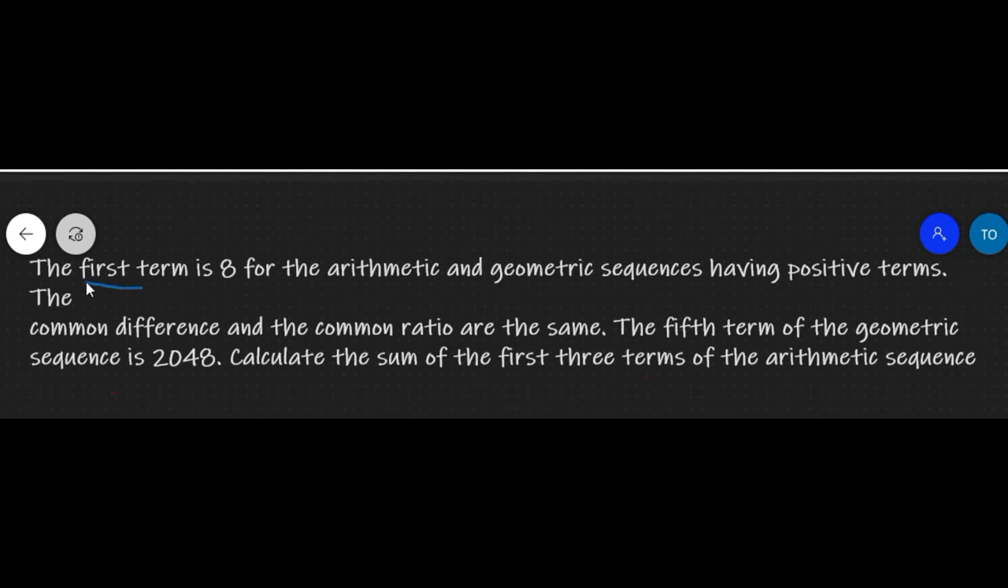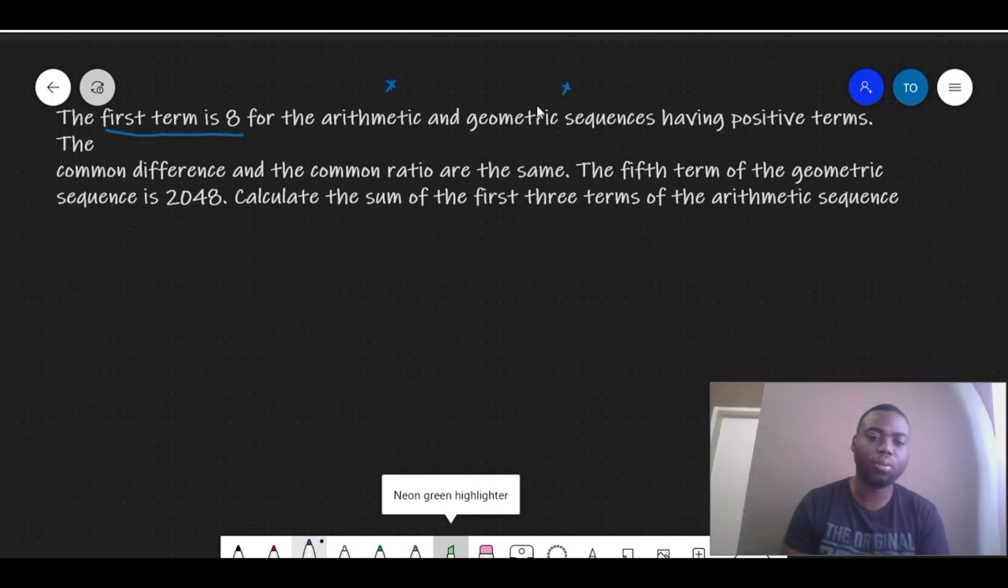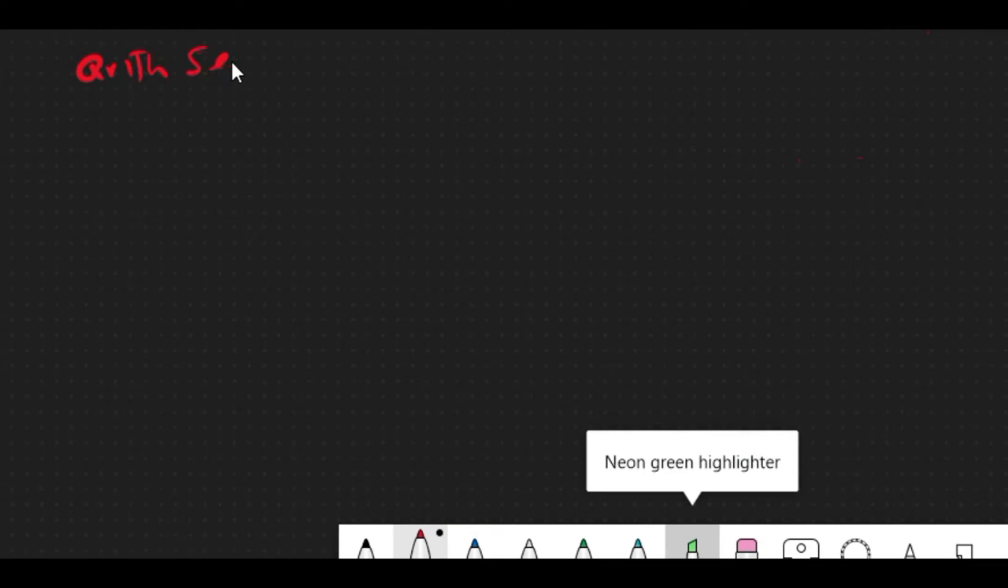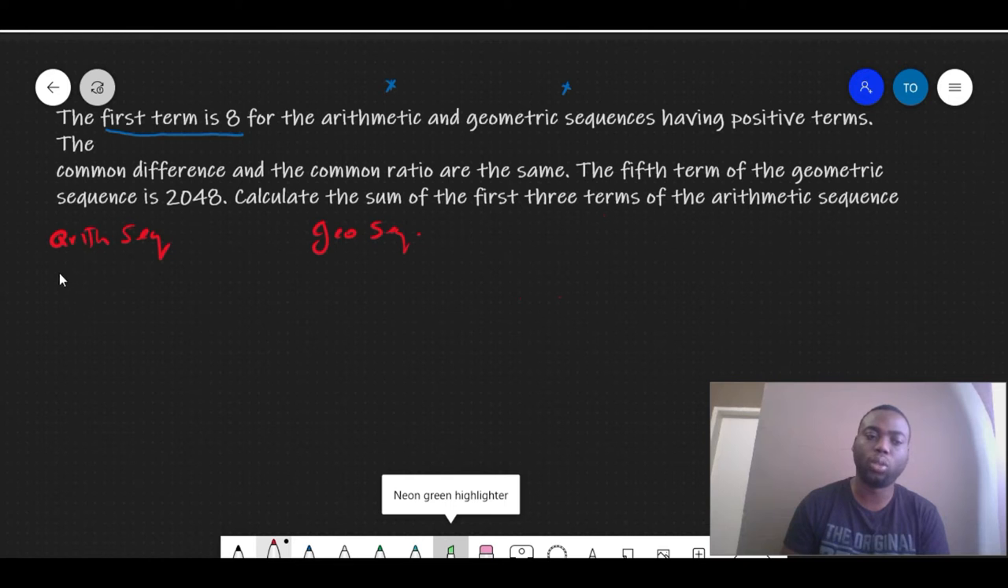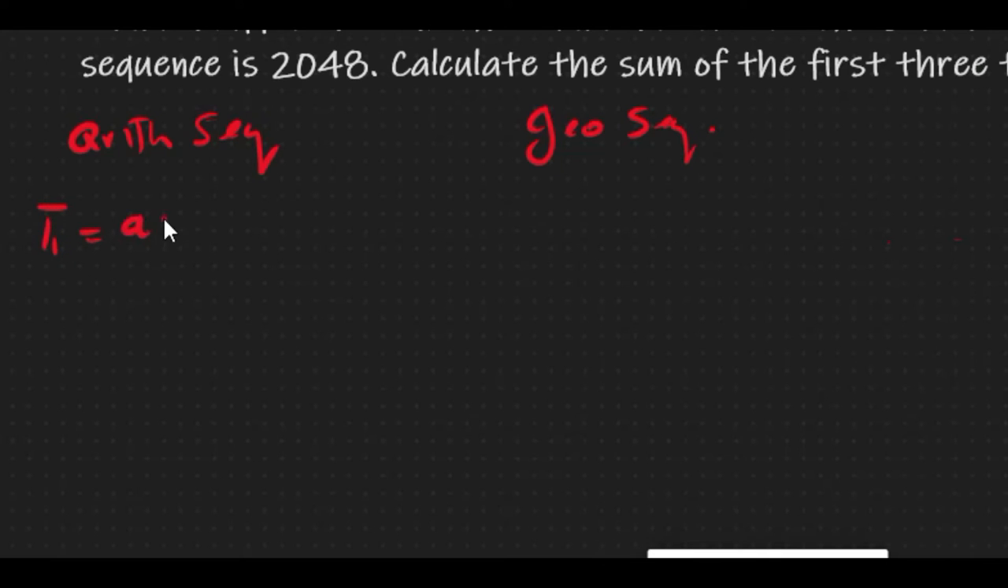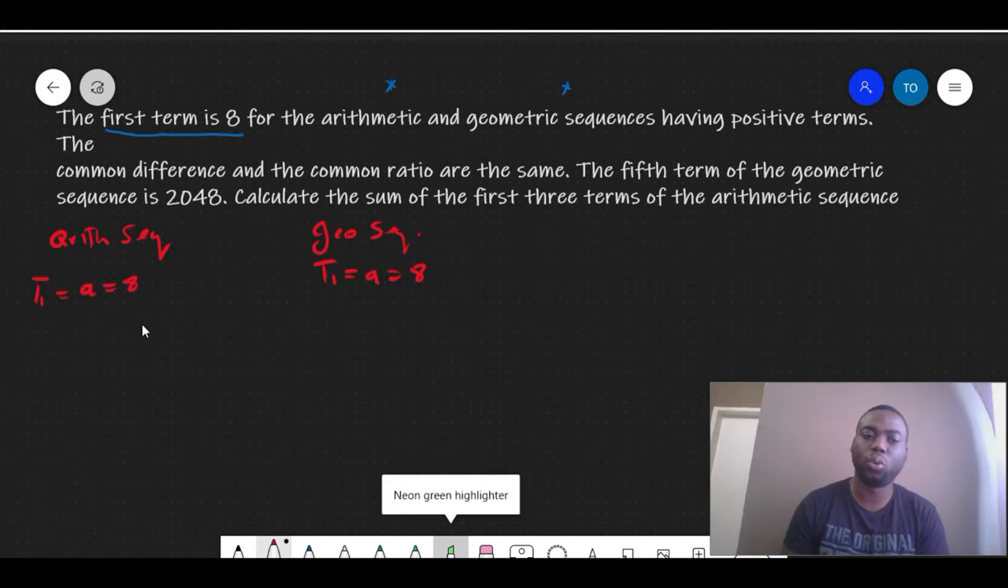The first thing we're told is that the first term is 8 for both the arithmetic and the geometric sequence. Now I could write that down and interpret that. For the arithmetic sequence, we're told that our first term, meaning our A, is equal to 8. And for the geometric, the first term, also meaning the A, is also 8. The common difference and the common ratio are the same, so whatever I have for my D and my R, they are equal.